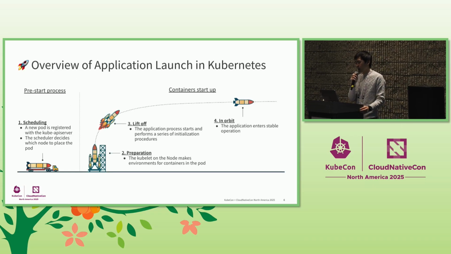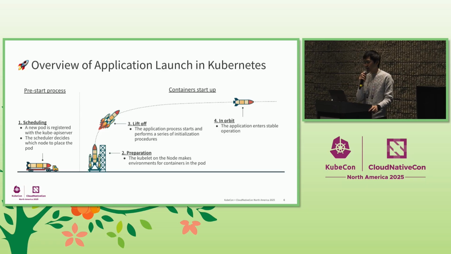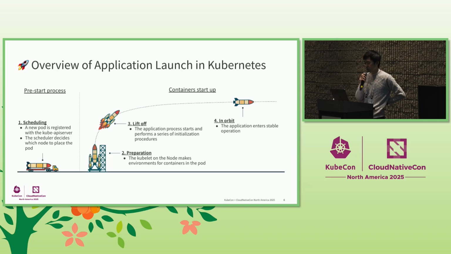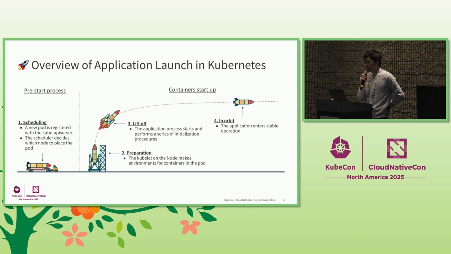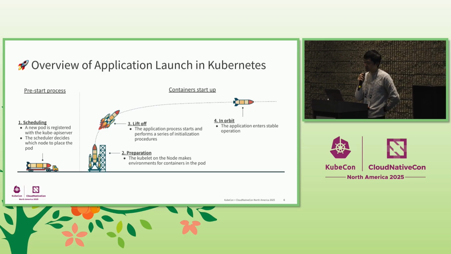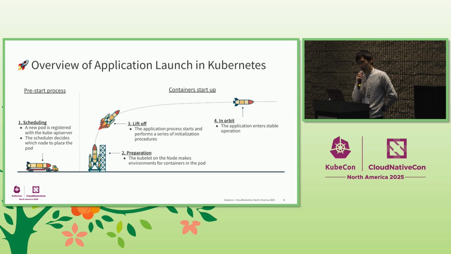First, let me explain how applications start on Kubernetes. When a pod resource is registered with the Kubernetes API server, the scheduler decides which node will run the pod. Each node has a kubelet that handles the preparations to launch the pod. The preparations include setting up networking and data volumes for the pod. And after that, the process of the application starts inside the container.